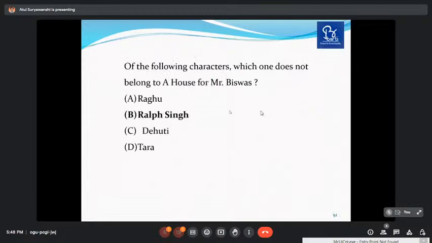The next question. Of the following characters, which one does not belong to A House for Mr. Biswas? As I told you, A House for Mr. Biswas is the work published in 1961 by the famous writer Vidiadhar Surajprasad Naipaul. He received Nobel in 2001, and I told you already. So which of the following characters does not belong to this novel? Raghu, Ralph Singh, Dehuti and Tara, and the option is B. Ralph Singh doesn't belong to this novel. A House for Mr. Biswas is a common man's struggle to build the house.